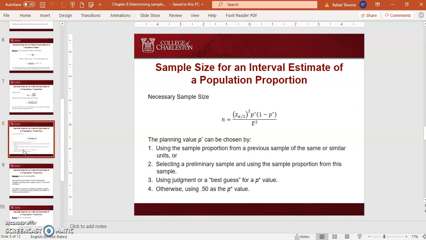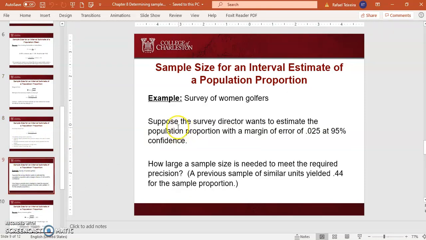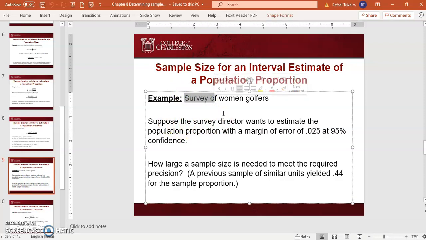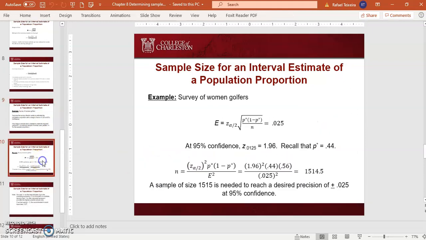So let's take a look at one example here. Suppose the survey director, remember the survey of women golfers from our video about population proportion, wants to estimate the population proportion with a margin of error of 0.025. That's the letter E in our problem, the margin of error. 95% confidence is our confidence level. I know that the z-score associated with 95% is 1.96. How large should the sample size be?